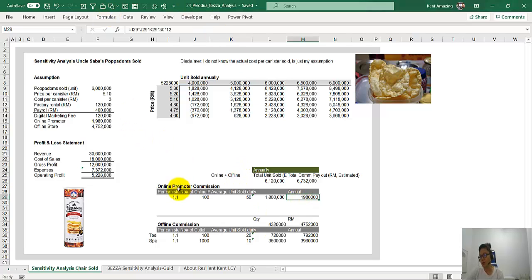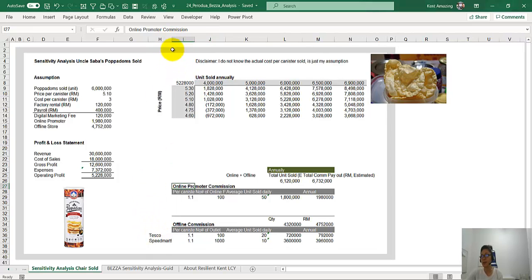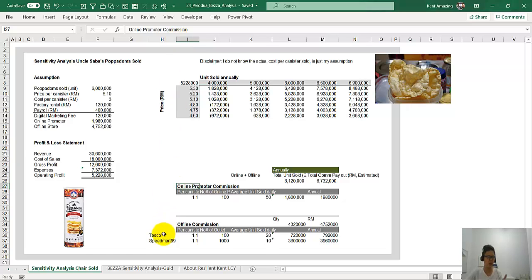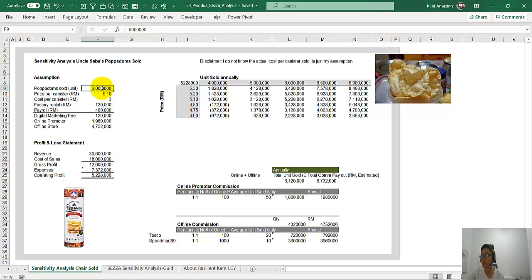Now we combine the offline and online. There you can see some changes. These are all fictitious data. Maybe Tesco has their selling too, as I bought this from Tesco. So now we plot this out into this table here. In this table, there is the poppadom, and 6 million is believable because you have online and offline. So let's say it's just 6 million, and the price per canister is 5 ringgit and 10 cent.